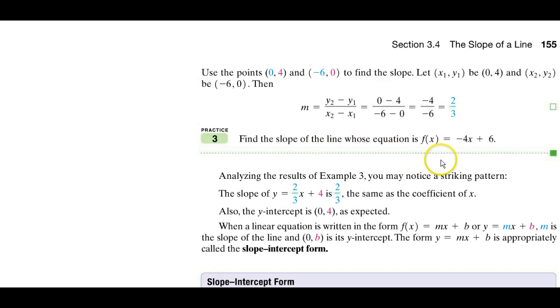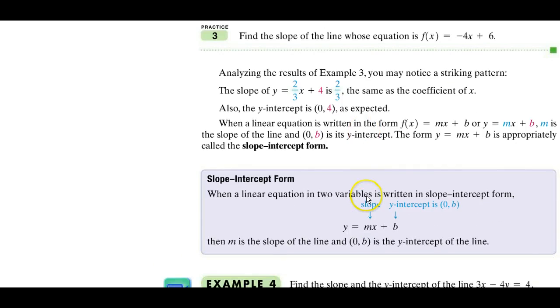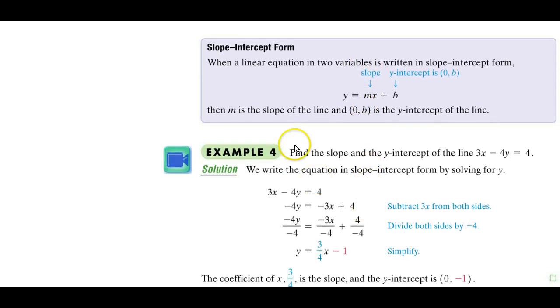So looking at the practice, we see in function form, again, whatever is with the x, -4, remember that's over 1, but we can just say -4 is our slope, and our y-intercept is 6. And they're talking now about the slope-intercept form. Okay, we anticipated a little bit.